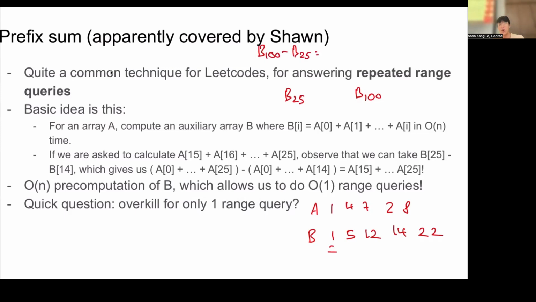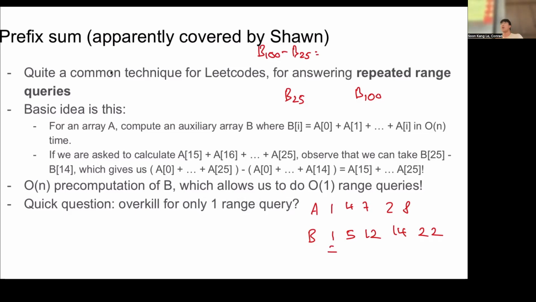So if we actually calculate this array B, and this takes O(n) time, it allows us to answer range queries in O(1). Previously, given a range query, we had to add up every single element one by one. So if I wanted 25 to 100, I had to add 25, 26, 27, 28, 29, and so on, all the way to 100.